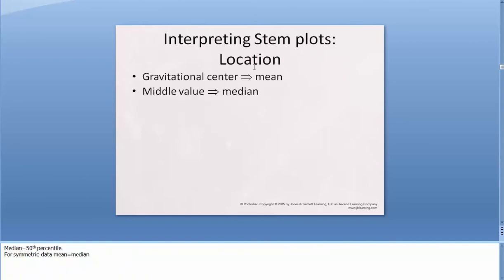Okay, so we talked about shape. Now the next thing is location. When you talk about location, where is the data centered around? There are two measures of location. The first one is the mean. Mean is nothing but the average. And then also the middle value, which is the median. Median is nothing but the 50th percentile. A percentile is the mark where 50% of the observations are below it and 50% are above it.